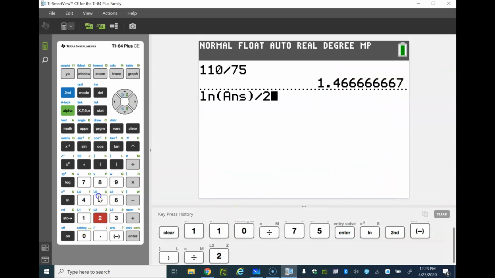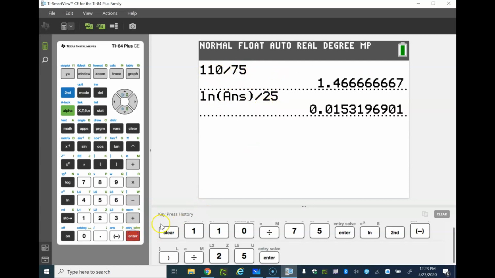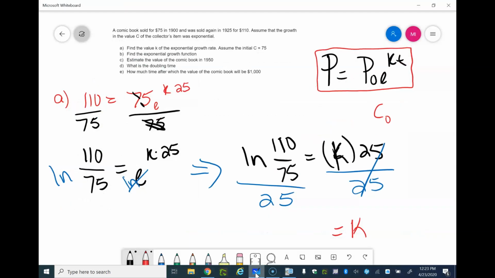So divided by 25. This result, 110 divided by 75, is right here. So the ln divided by 25, and we get 0.015. Depending on what MATLAB asks you to round it to is what you round it to. We'll just do 3 places past the decimal. So the answer is going to be 0.015. And if you need to change it into a percent, you move the decimal 2 places, so it's going to be like 1.5%. So that's going to be our K value.